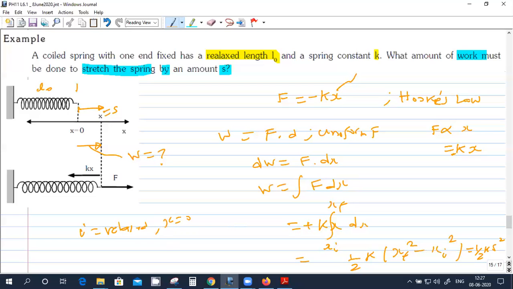Can you explain how you did the integration? Integral of x dx. See, when you differentiate x square, what is the differential of x square? d by dx of x square is how much? 2x. So this means the integral of x is x square by 2, right? Integration is the reverse of differentiation. So this is the result.